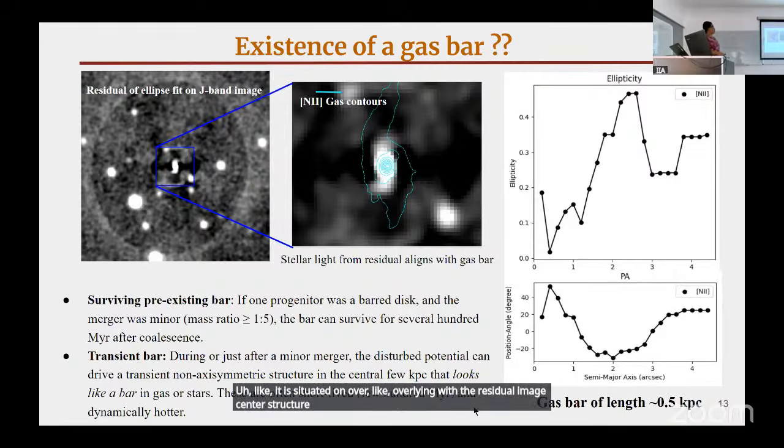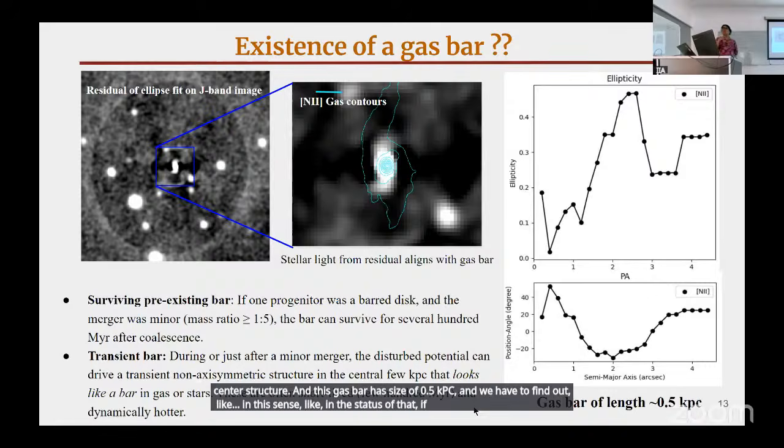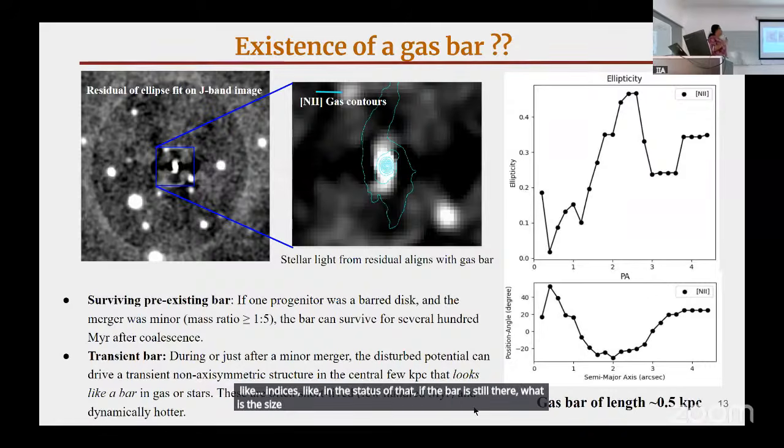And this gas bar has a size of 0.5 kpc, and we have to find out, in the stellar structure, if the bar is still there, what is its size, and how the stellar structure and the gas bar structure that we are seeing are varying. Yeah, I'm done. So this is an open thing.